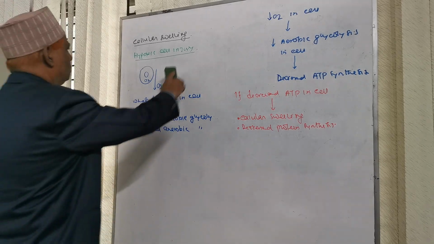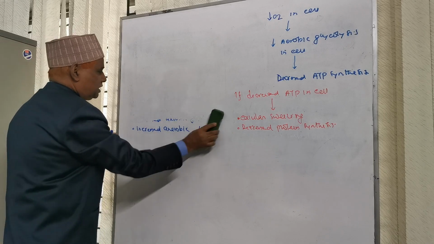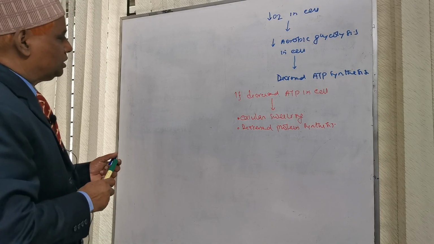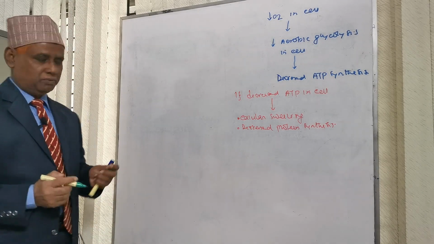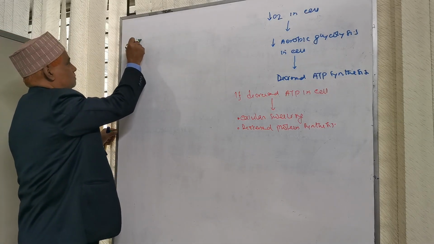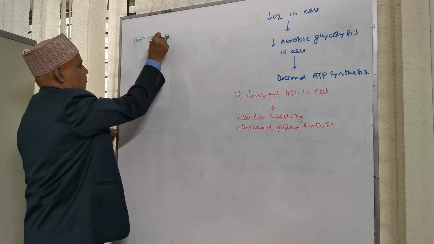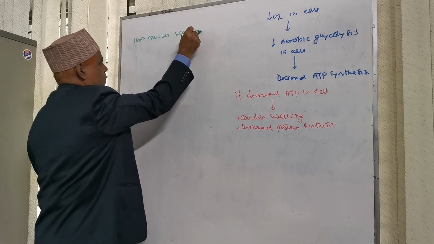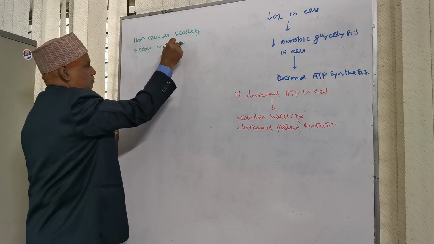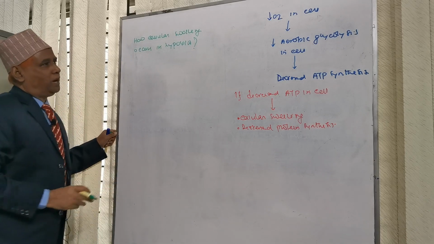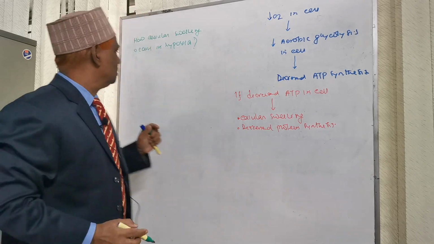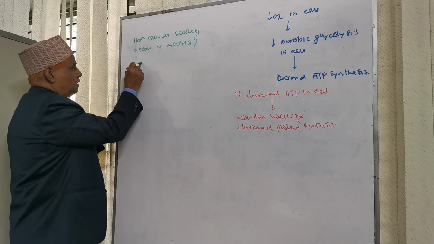Now come to how the cell swells when there is decreased ATP in hypoxic condition. That is the mechanism of cellular swelling. How cellular swelling occurs in hypoxia. We know hypoxia ultimately means decreased ATP synthesis, and decreased ATP means cellular swelling.